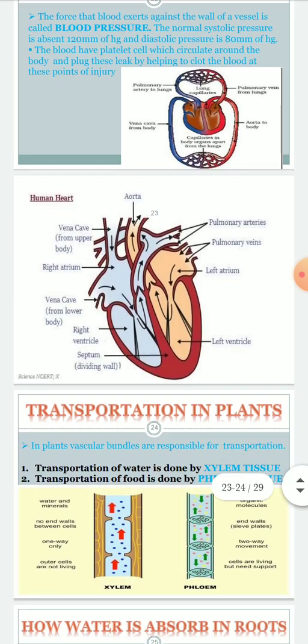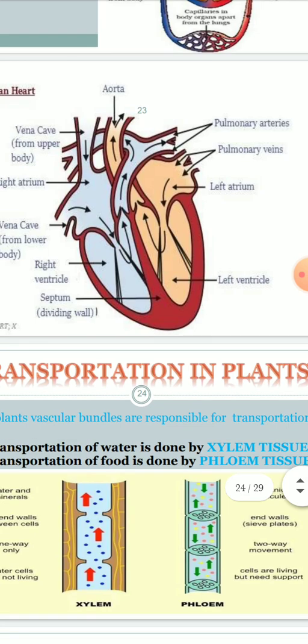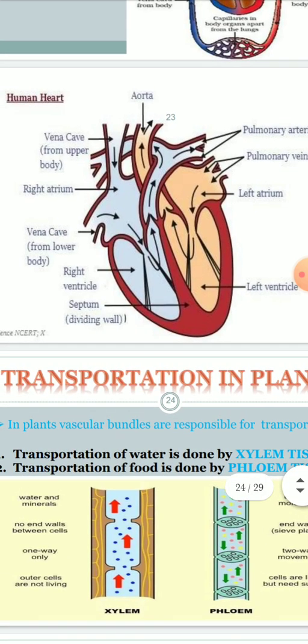This is the diagram of the human heart. You can see the pulmonary arteries, then the pulmonary veins, then the left atrium, there's a valve, and then the left ventricle. Here we have the right ventricle and the right atrium. There's the vena cava from the lower body, and the left ventricle and the right ventricle are divided by a wall known as the septum.